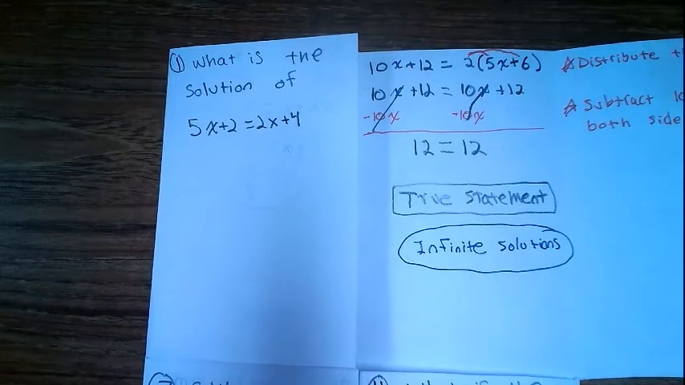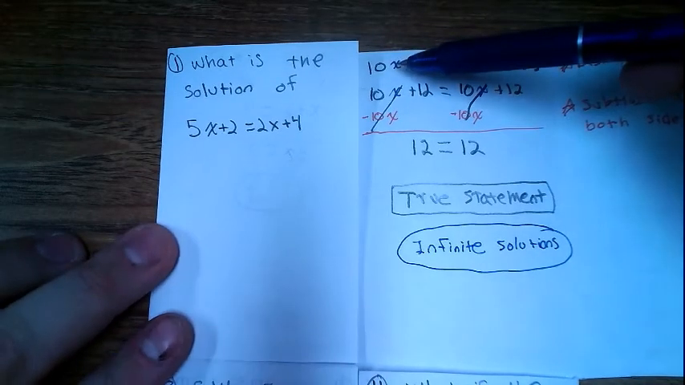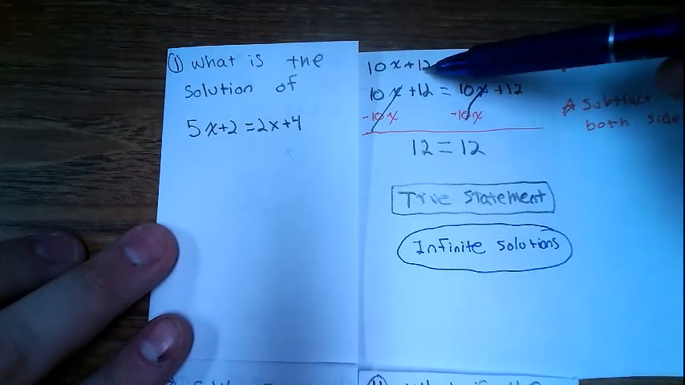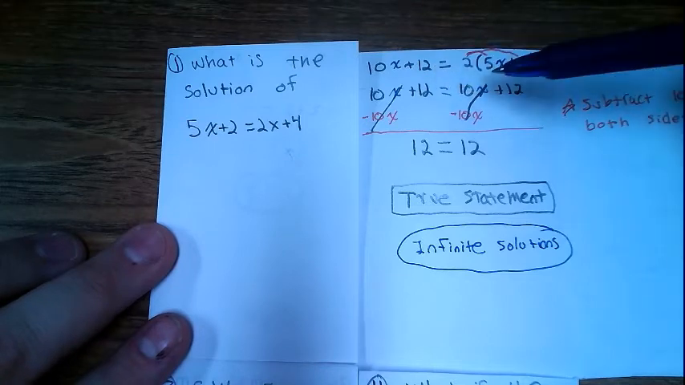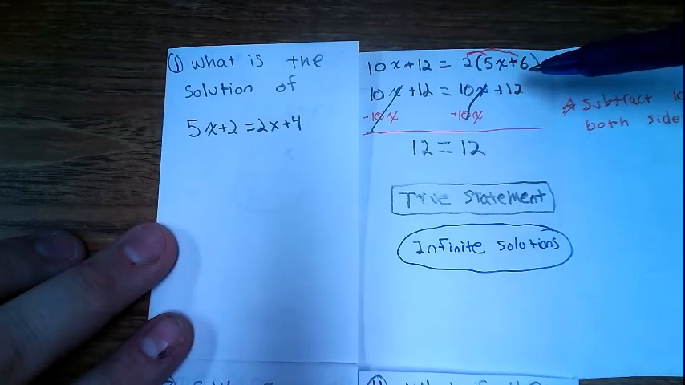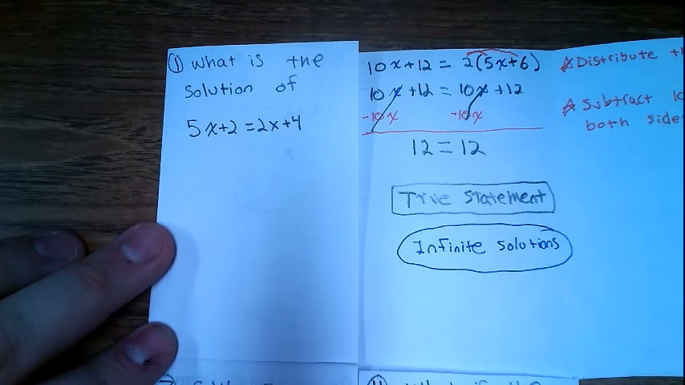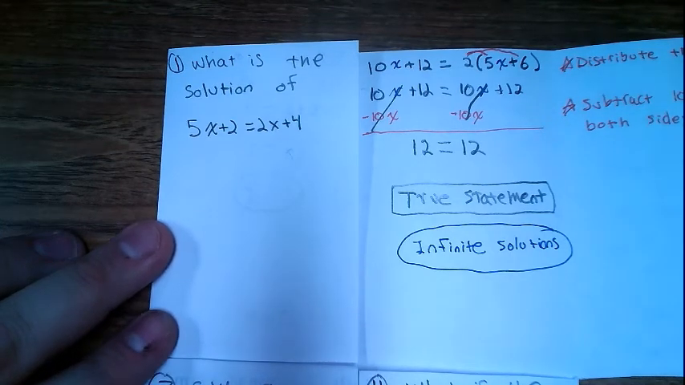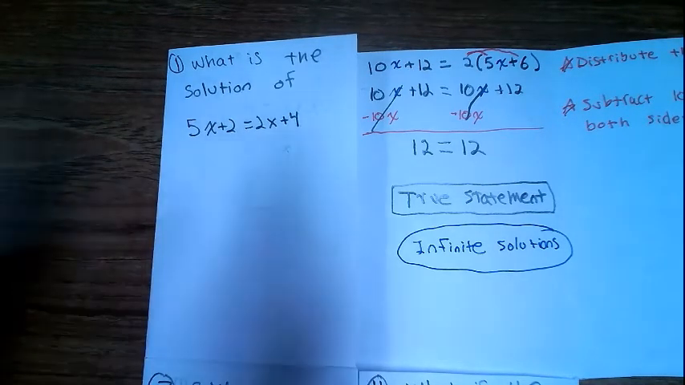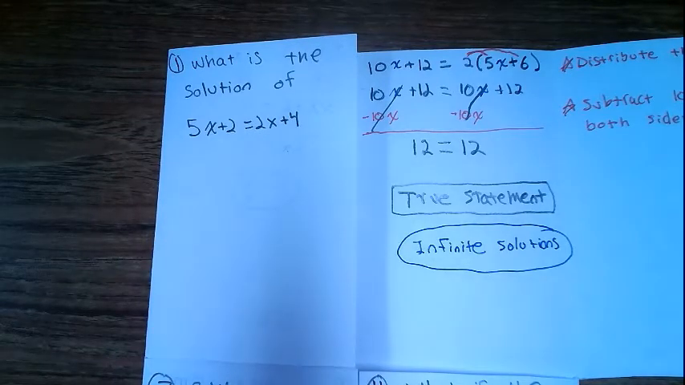Let's say x is 2. 10 times 2 is 20, plus 12 is 32. 5 times 2 is 10, plus 6 is 16, and 2 times 16 is 32. Right, so it doesn't matter what value x is, the equation's always balanced. It's always true. So that's the solution for number 2.